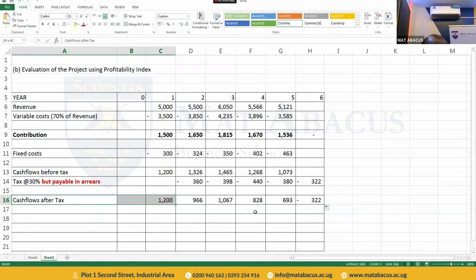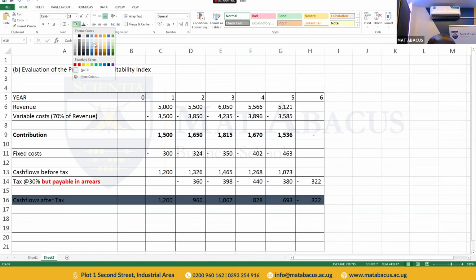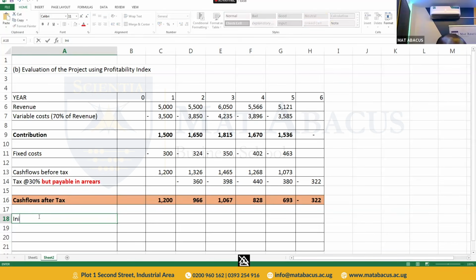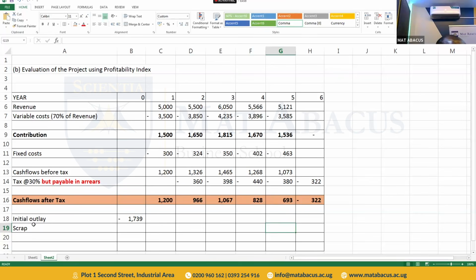These are the cash flows you'll be able to add on. That's when now you can bring your initial outlay or initial cost. It is always spent in year 0 in advance. You should bring your scrap. Scrap will go into year 5, not year 6. And our scrap was 348. It is a receipt.